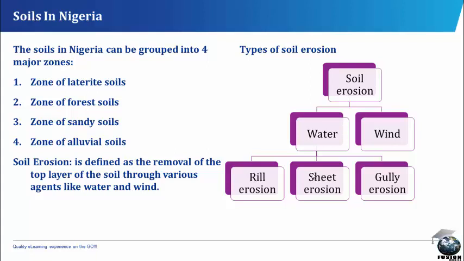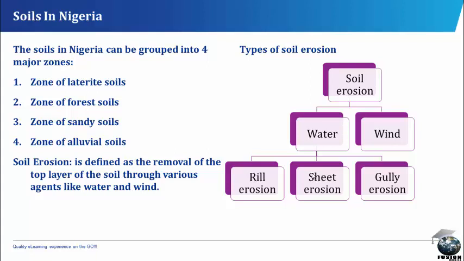Soil erosion. This is defined as the removal of the top layer of the soil through various agents like water and wind. Two problems associated with soils in Nigeria are soil erosion and desert encroachment. There are two main types of soil erosion. These are: 1. Soil erosion caused by water. These include rill erosion, sheet erosion, gully erosion. For the soil erosion caused by wind, these include northwest of Nigeria, northeast of Nigeria.